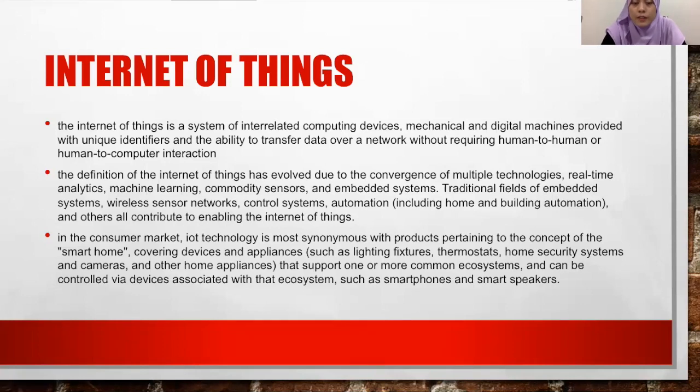Traditional fields of embedded systems, wireless sensor networks, control systems, automation, and others all contribute to enabling the Internet of Things. That means, to enable that banana to be bought online and be delivered to you at your house without you having to wake up from your bed. You wake up, the banana is already there for your breakfast. Everything must be connected to one another. That means when you ordered via your mobile phone and through the Tesco website.